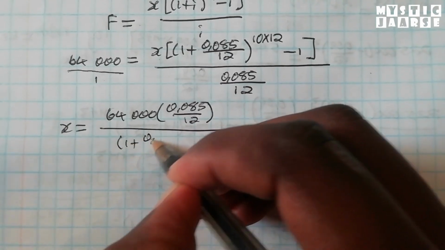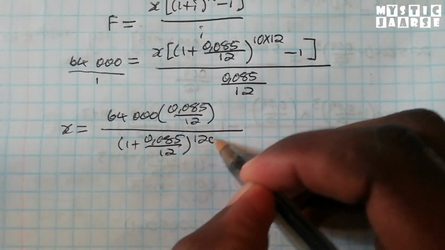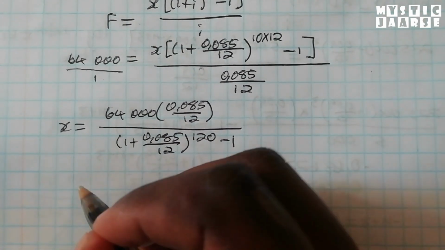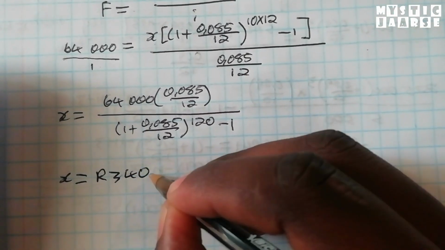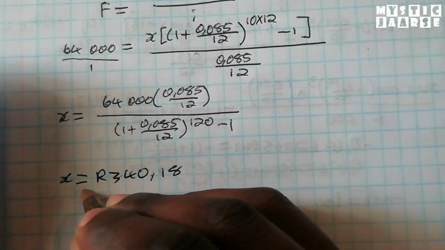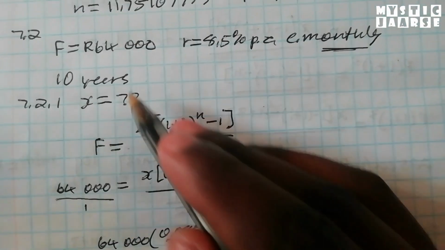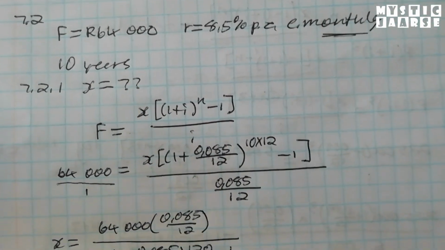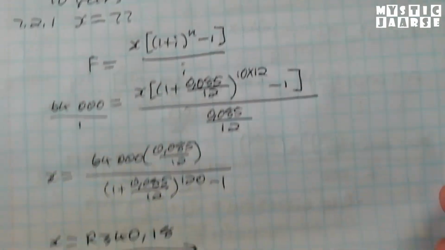1 plus 0,085 divided by 12 to the power of 120 minus 1. Therefore, Andile will be paying 340 rands 18 cents per month for 120 months in order to have 64,000 rands after 10 years. So this is the amount of money that he will be paying each month for 10 years.